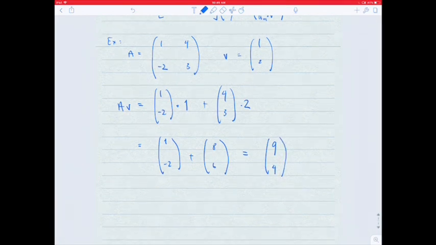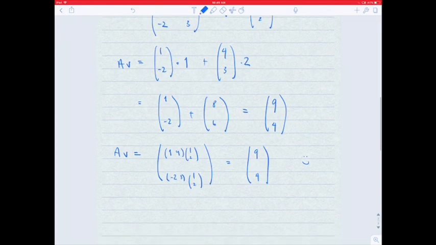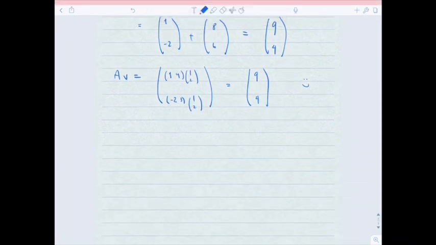And in the second view, AV is equal to the dot product of 1, 4 with 1, 2, and the dot product of minus 2, 3 with 1, 2. The dot product of 1, 4 and 1, 2 is 1 plus 8, which is 9. The dot product of minus 2, 3 with 1, 2 is minus 2 plus 6, which is 4. And of course, these two results agree, which would have been a problem otherwise. Okay, let's move on.